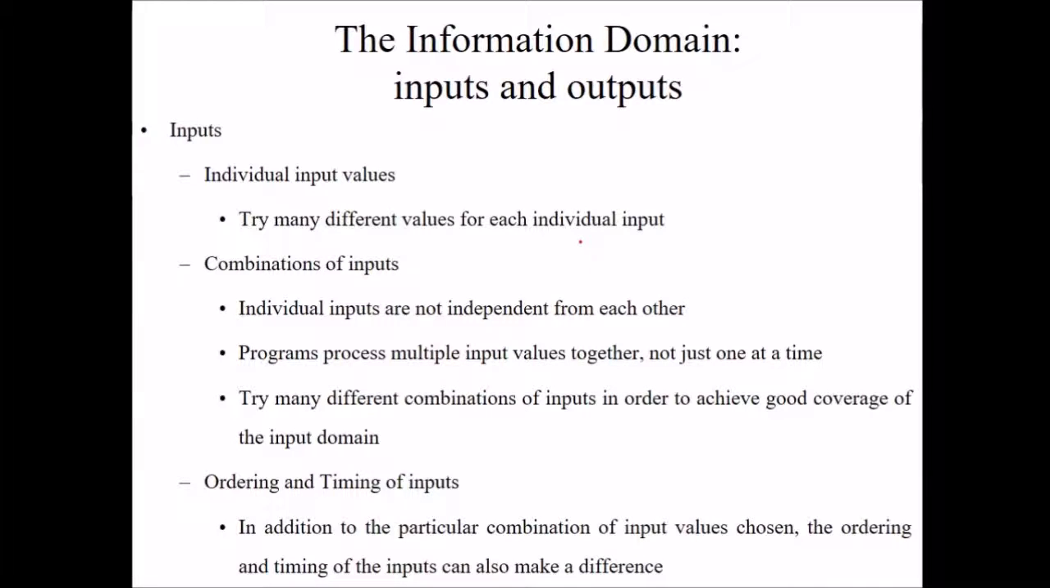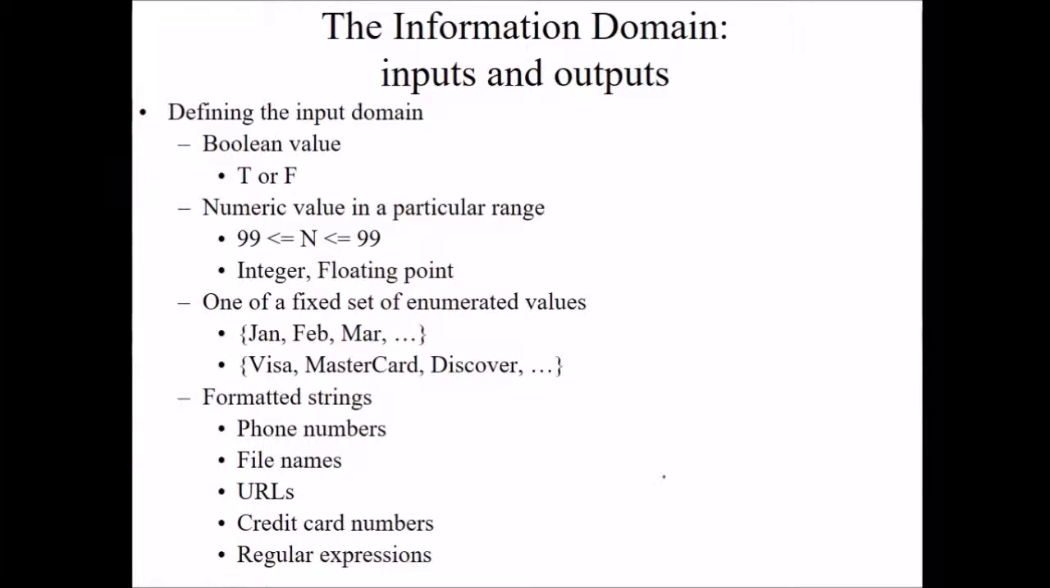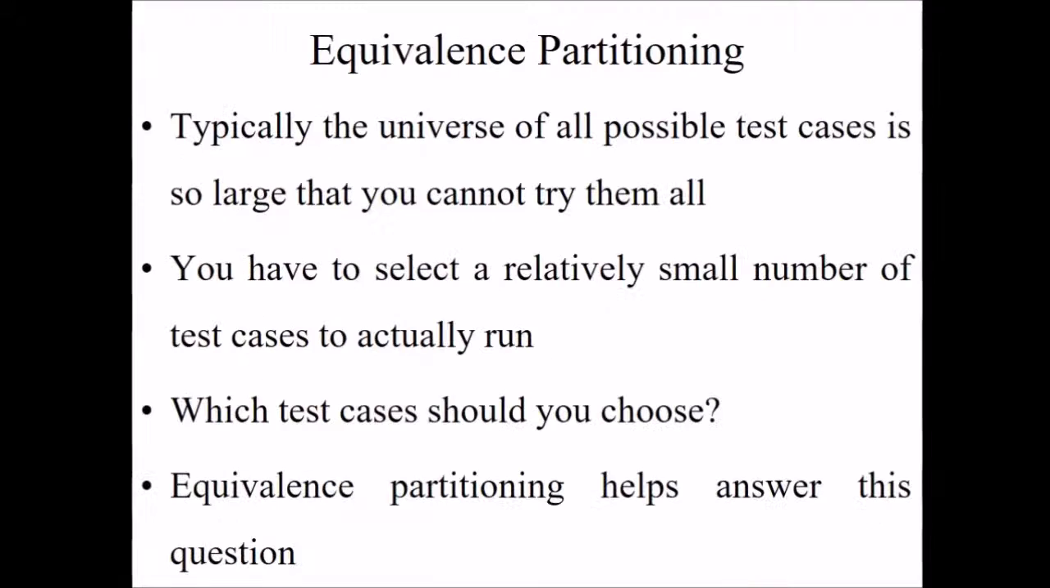So what are the information domains? Actually we are talking about only input and output. So the individual input values are there. Try many different values for each individual input. This can be the idea. And the combination of inputs means just combine the inputs in various ways you want. And ordering and timing of inputs means which input you want to give first or second, and you can change the ordering. So this timing also makes a difference. These are the inputs we will be employing in some of our examples.